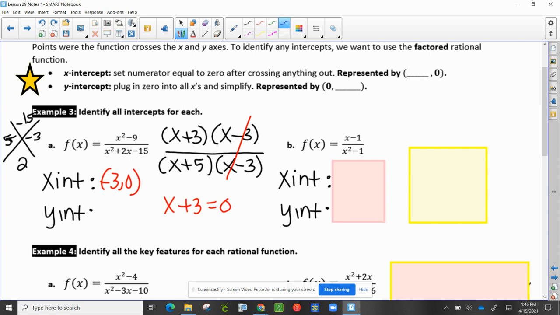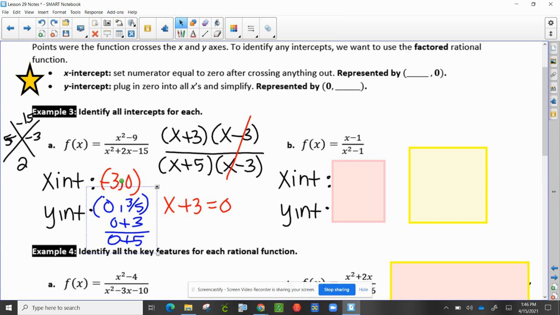Okay, to find the y-intercept, you would just then have to plug in 0 for every x that's left. So 0 plus 3 over 0 plus 5. Well, that's just going to give me 3 over 5 left over. So that's where your y-intercept is. Okay, so follow the rules on top there. For the x-intercept, set the numerator equal to 0. For the y-intercept, you plug in 0s for all x's. So I'm going to have you guys try B and see what you get.